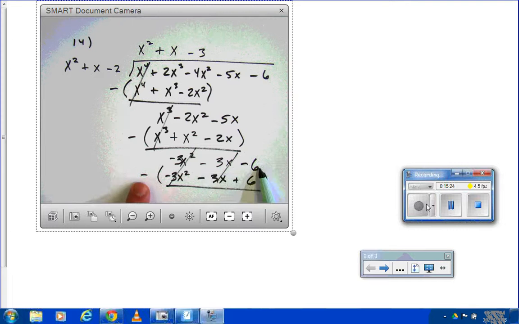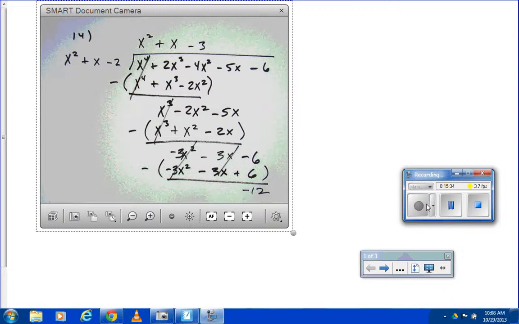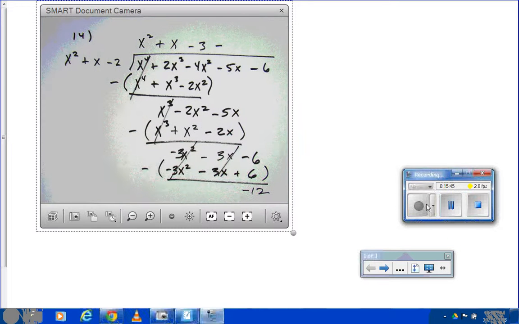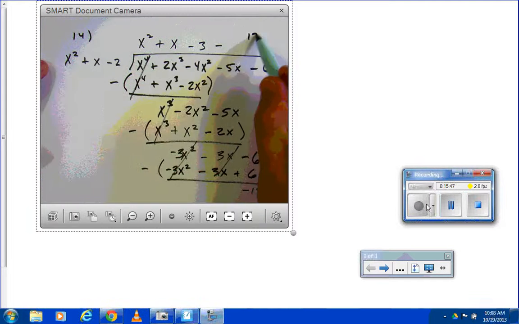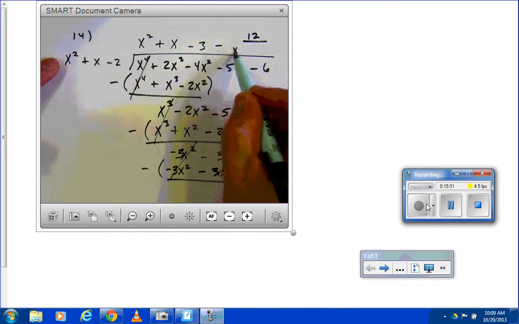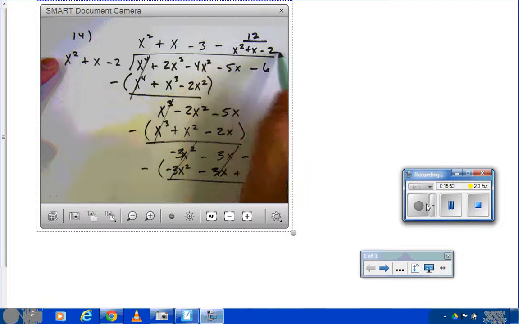Now this would be negative 6 minus 6, though. So what's that? Yeah, negative 12. Okay, so that one didn't go away. So now we got a remainder. Now, remember what we said about the remainder? You take the remainder, put it over the divisor. All right, now, since it's negative, I'm just going to say up here minus instead of plus. And then 12, that's that remainder, over the divisor, x squared plus x minus 2.